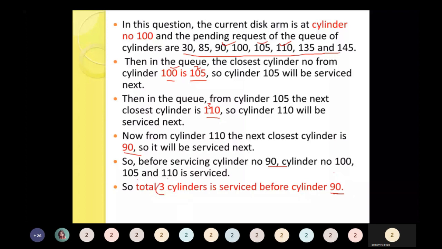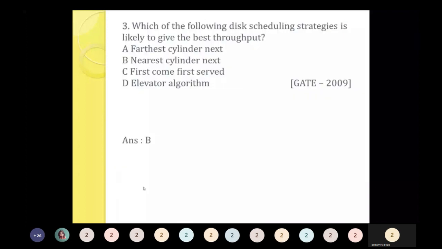Can you get the point here? Now we're going to solve another problem. This is a 2009 question, a 1 mark question asked in GATE. It is very simple, but you have to understand the basic thing to answer it. First, read out the question: which of the following disk scheduling strategies is likely to give the best throughput? Best throughput. So what is meant by throughput?